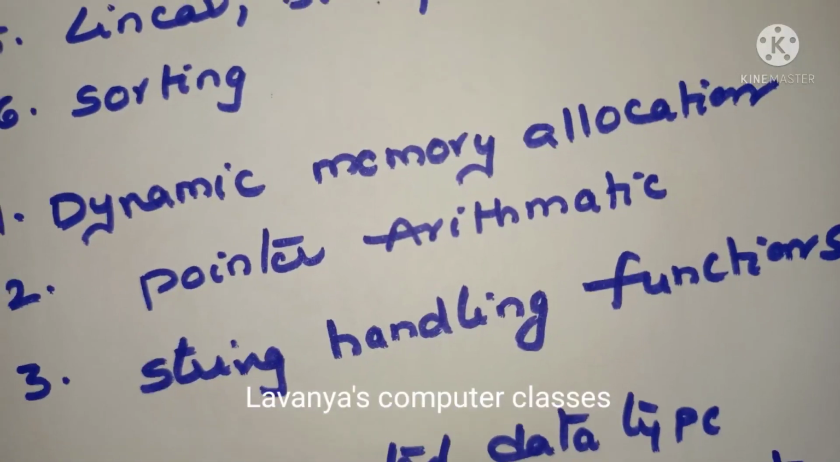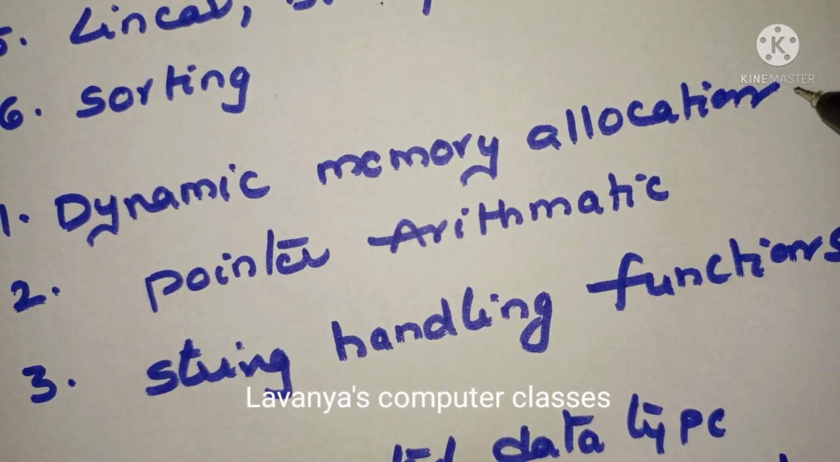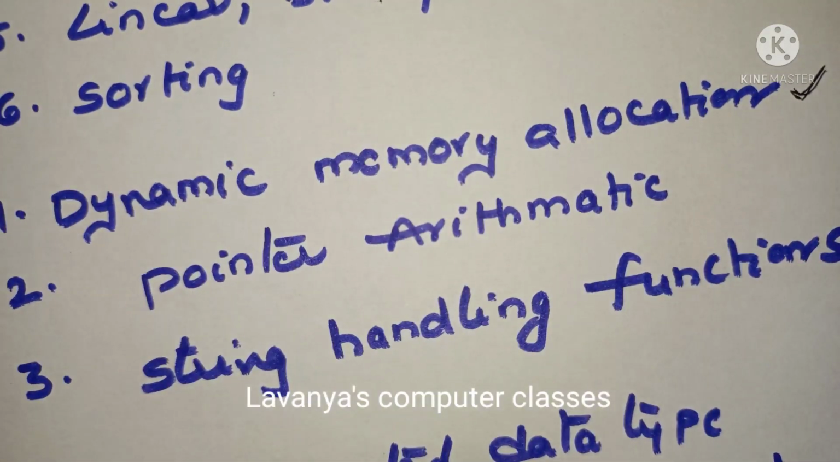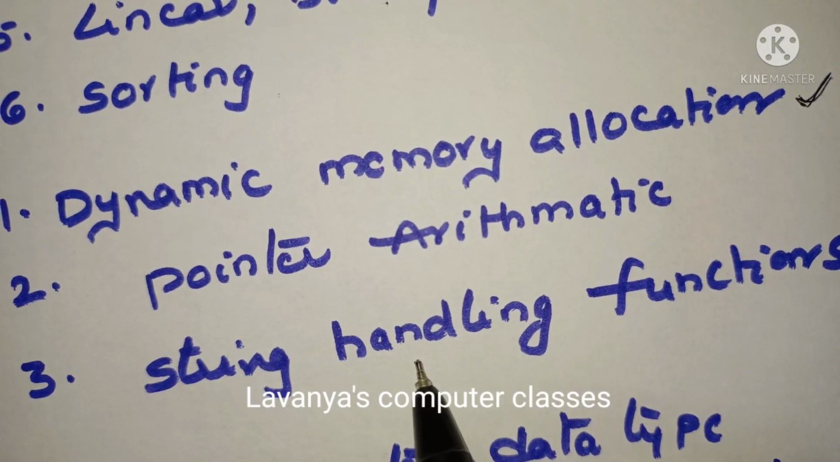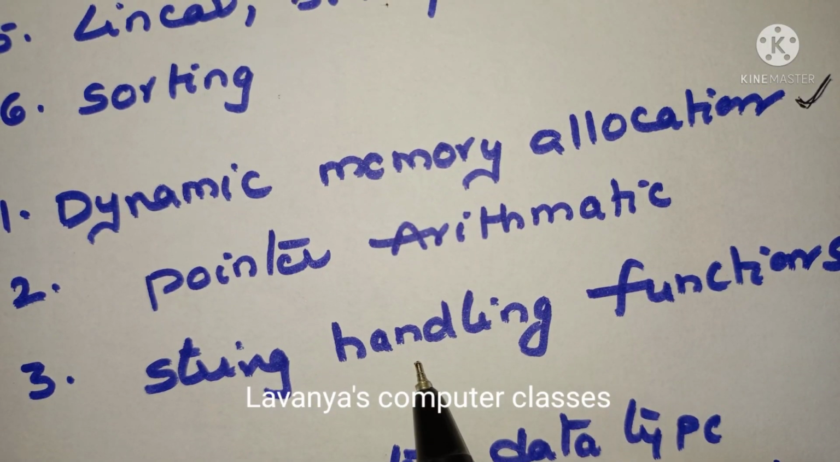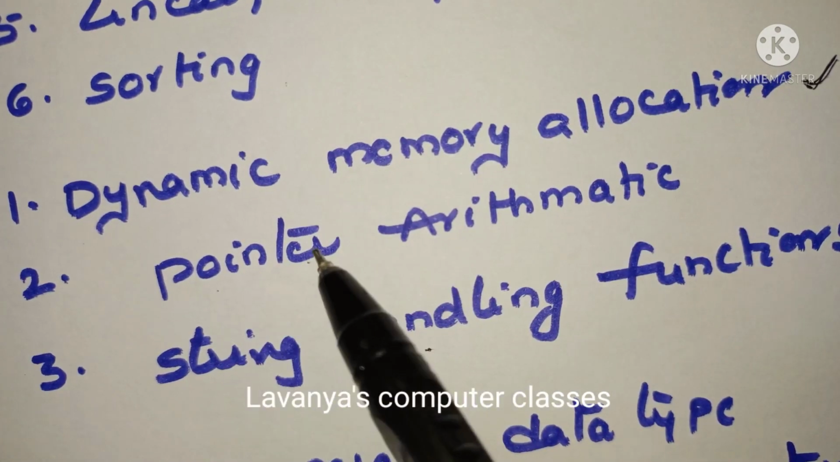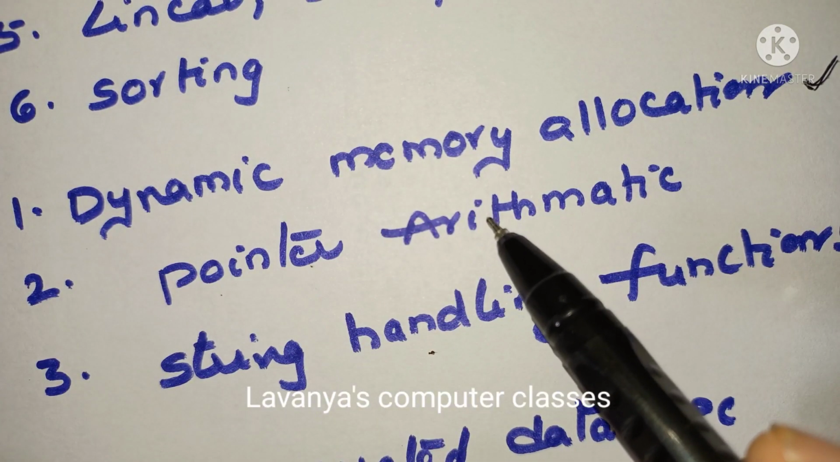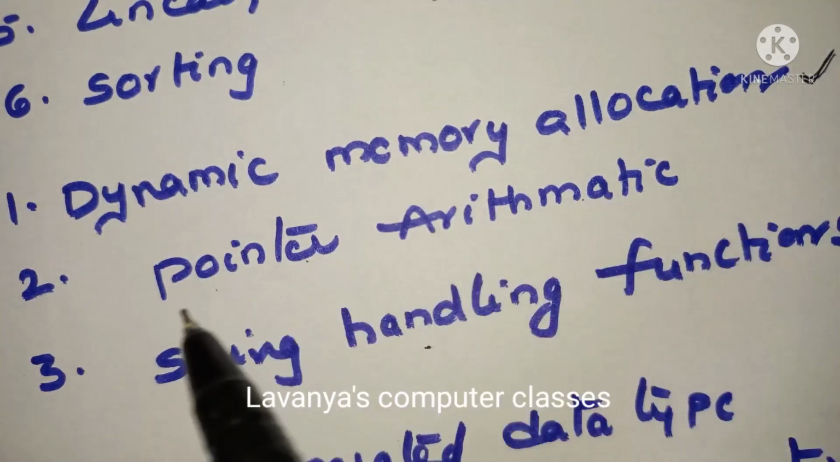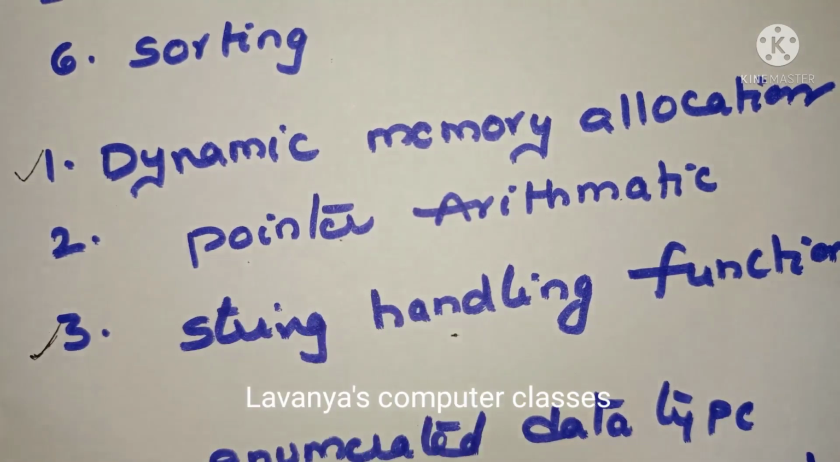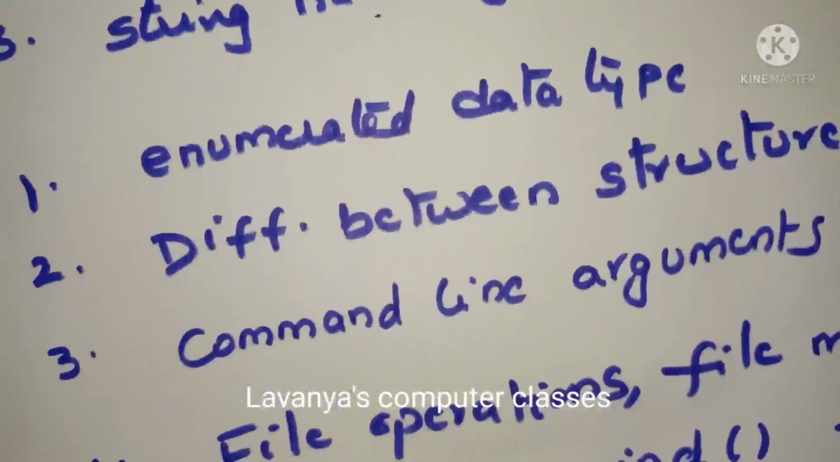Unit 3 has a dynamic memory allocation theory question. Very important question. Don't leave dynamic memory allocation. Then string handling functions. What is string? String handling functions are a very important question. Then we just check it. What is pointer? What are the symbols or operators in pointers and arithmetic operations. So concentrate more on dynamic memory, string handling functions. Just after that, check pointers.